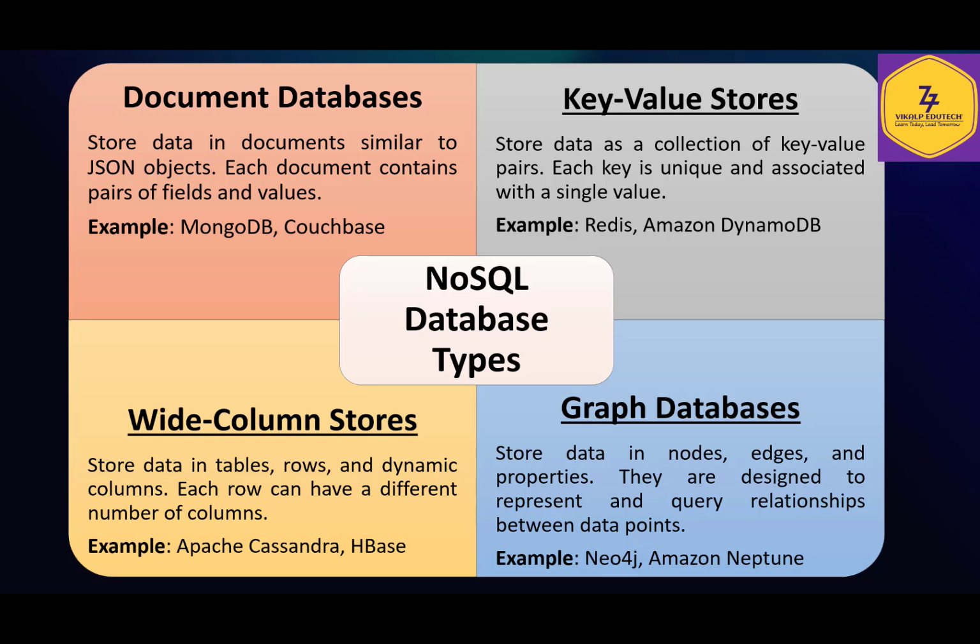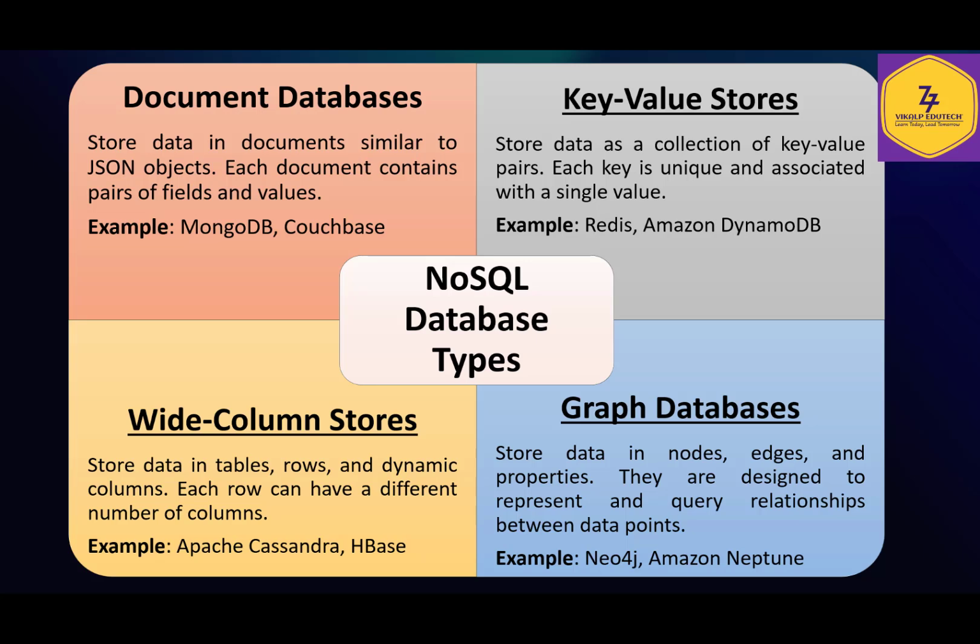Wide column databases store data in tables, rows, and dynamic columns. Each row can have a different number of columns. Examples include Apache Cassandra and HBase. Graph databases store data in nodes, edges, and properties. They are designed to represent and query relationships between data points. Neo4j and Amazon Neptune are examples of graph databases.